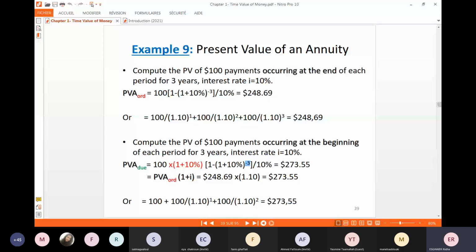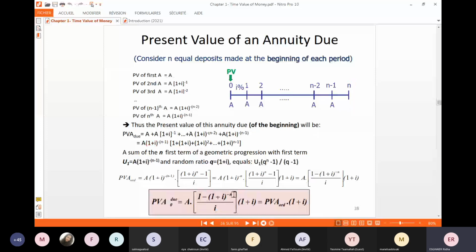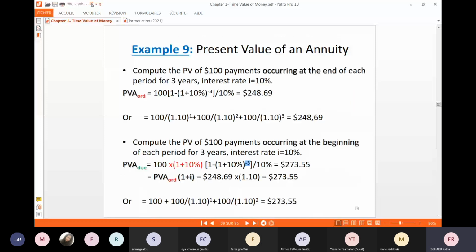Or you can discount each deposit separately. The first 100 will not be discounted because it occurs today. It will be 100 over 1 plus I power 0, no discounting. The second one, 100 over 1 plus I power 1 year of discounting. The third one, 100 over 1 plus I power 2 years of discounting. You will get the same present value. And notice here that the present value of an annuity due, like the future value of an annuity due, is higher than the present value of an ordinary annuity.